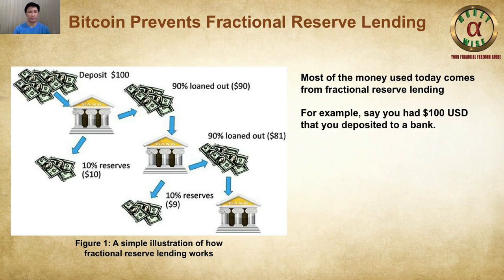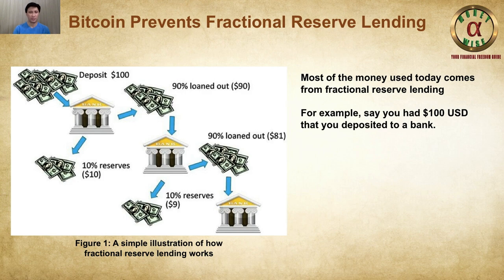So, for example, say you had $100 that you deposited into a bank. And if they had a 10% reserve ratio, that means they could keep $10 and loan out $90. Then this process repeats. $90 is deposited in another bank and loaned out again. $81 is loaned out in another bank. So this process can repeat an infinite number of times.